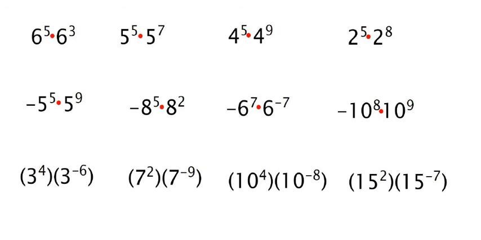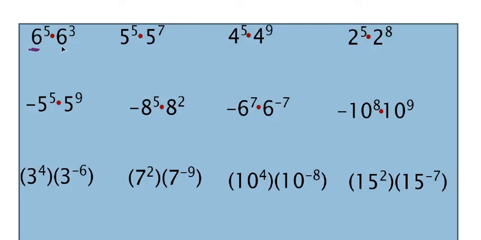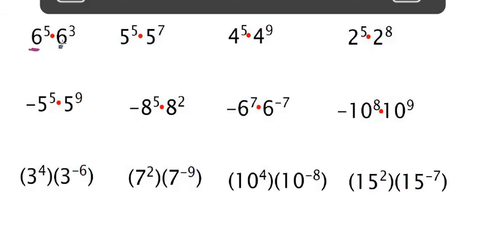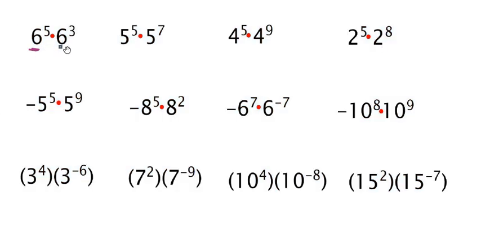So in the first one here, I have a base of 6 and another base of 6. So I have the base of 6 both times, and when I deal with like bases, what I have to do is add my exponents. So when I add my exponents here, that's going to be 5 plus 3. And when I add 5 plus 3, I get 8. So this is going to be 6 to the power of 8.